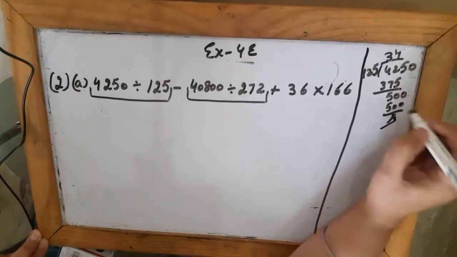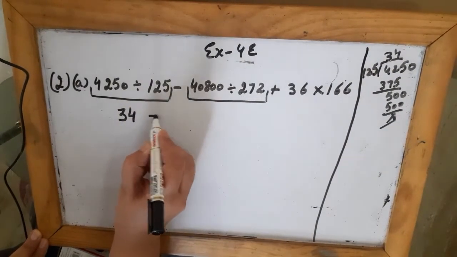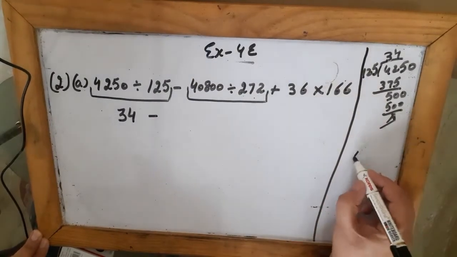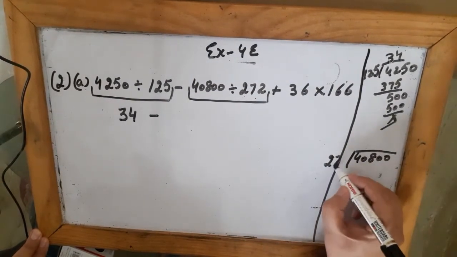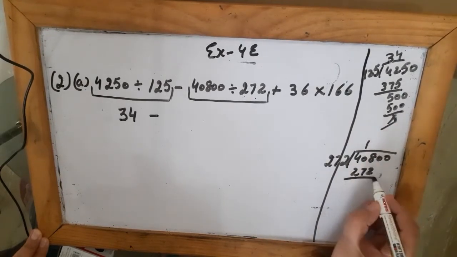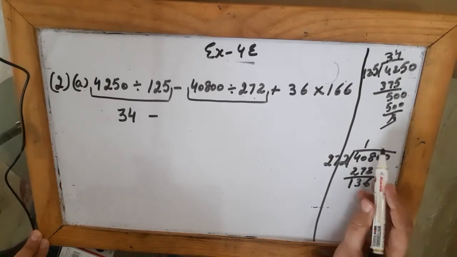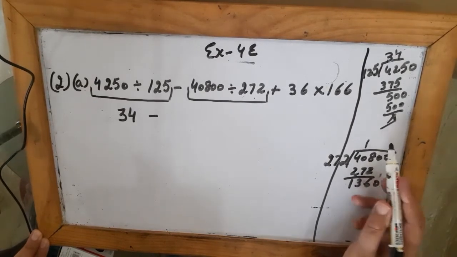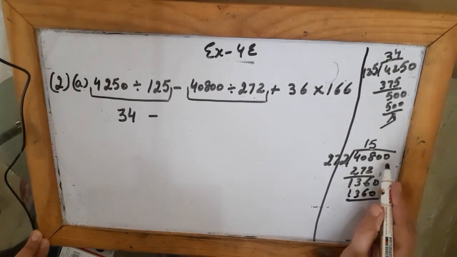So what will you get after dividing these two numbers? You get 34. Now you have to divide these two numbers. 40800 you divide with 272. So 1s are 272 and what will you get? 136.